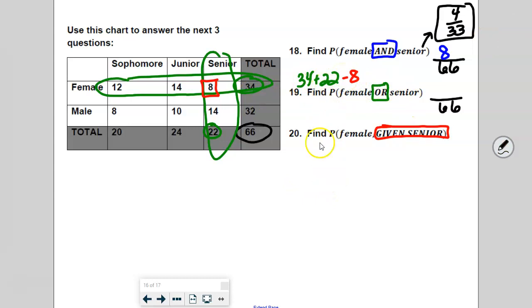All right, let's see. 56 minus 8, 58, I think that came out to. And again, if it reduces, you're going to want to reduce that. 29 out of 33, I think that comes out to.